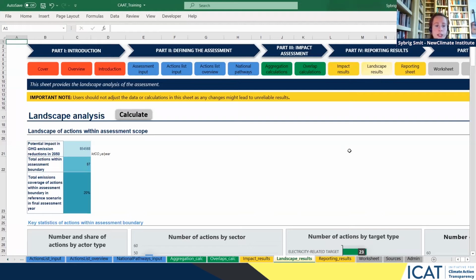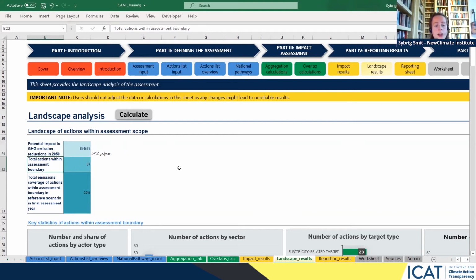As I have explained before, this is a kind of quantitative analysis of your actions list. So it's more like statistics almost. So we have the potential impact given here in row 21. That's in the final assessment year. So in our case, 2050.